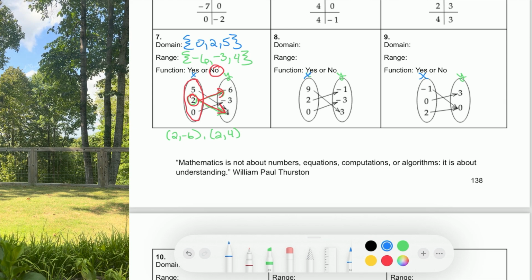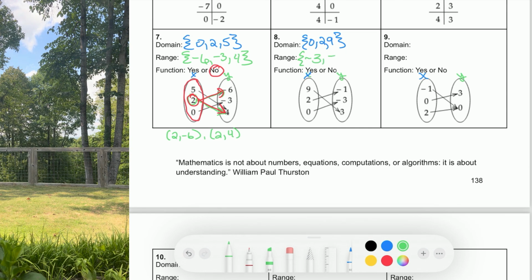The domain is 0 to 9. Our range is going to be -3, -1, 3. And is this a function? Well, do any of our x's have arrows to more than one number? No, they all have just one arrow. So this is a function.